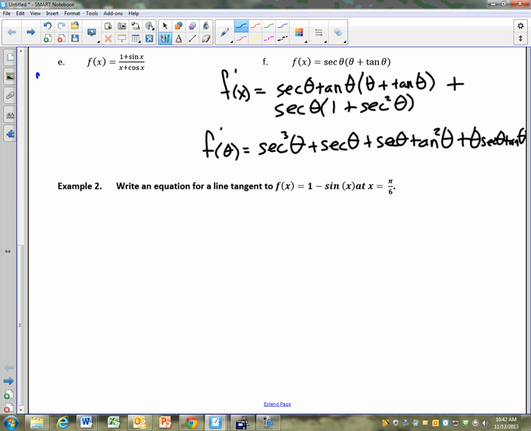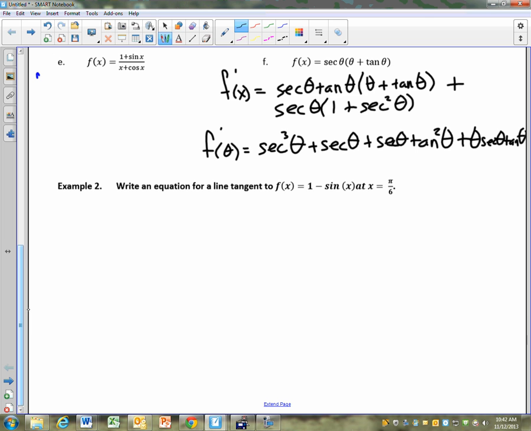Well, some people might write it with a secant factored out of the whole thing, but it just depends on how your book decides to leave the answer. The point is that looks pretty nasty, but we were able to find that derivative relatively quickly, so that's good news for us.